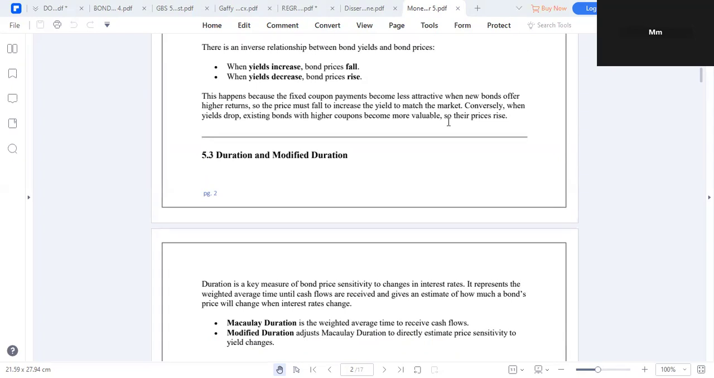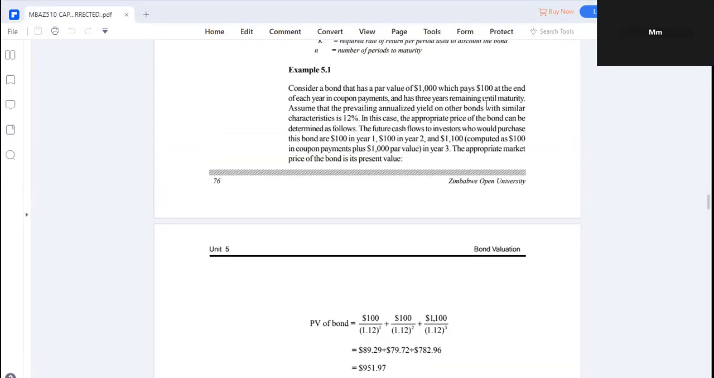Consider a bond whose par value is 1,000 and pays $100 at the end of each year as coupons for 3 years remaining until maturity. Assuming that the prevailing annualized yield on other bonds with similar characteristics is 12%, the appropriate price of the bond can be determined as follows. The future cash flows of investors who purchase the bond are 100 kwacha in year one, 100 in year two, and 1,100 at the end of year three, which is simply 100 plus the par value.